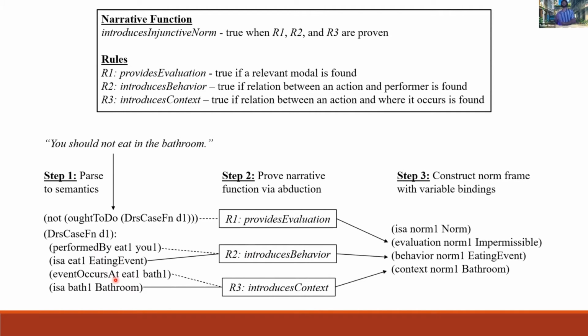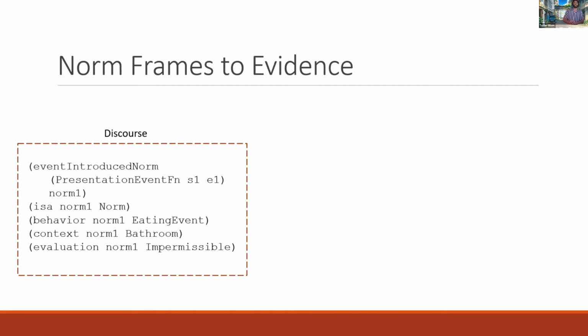Now, step three is to construct the norm frame with the variable bindings that result from this process. So provides evaluation has a ton of rules that do mappings from modals to the deontic status. So in this case, not-ought-to-do maps to impermissible. Introduces behavior grabs the action type of the eat1 variable, and context grabs the context type of bath1, and then substitutes that and fills the slots of the norm frame, right? So now we have this norm frame representation in the discourse.